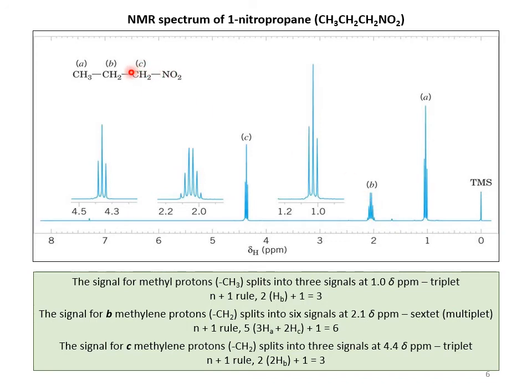And coming to the last methylene group, that is C, it has 2 adjacent hydrogens. So the signal for this methylene protons splits into a triplet, 2 plus 1, triplet. Yes, so here you can easily see the splitting pattern. This triplet is for the methyl protons, this multiplet is for this methylene protons, and this triplet is for this methylene protons. And you can also see the height of the signal.